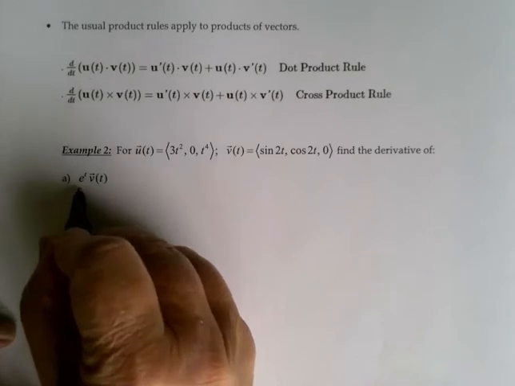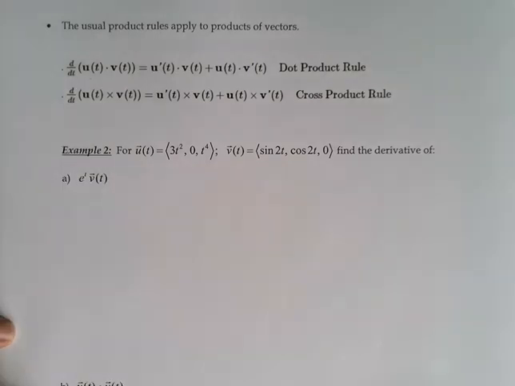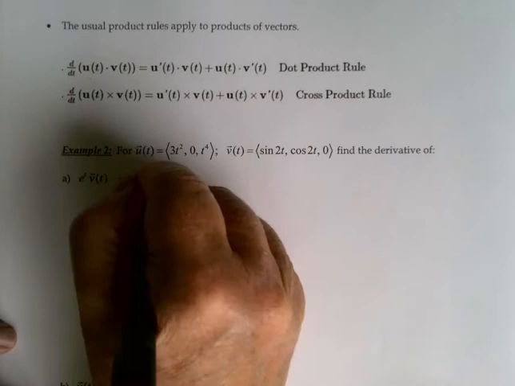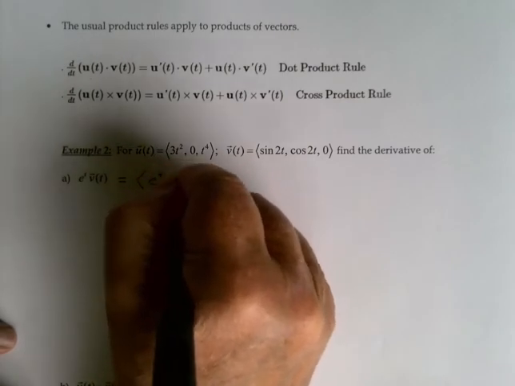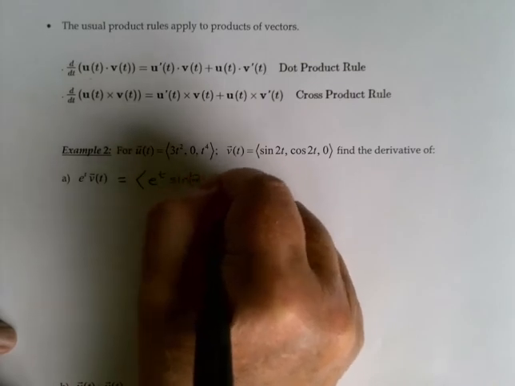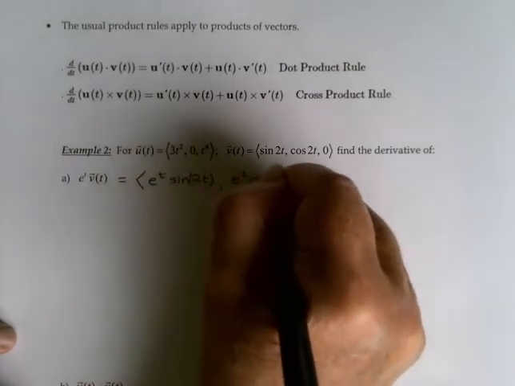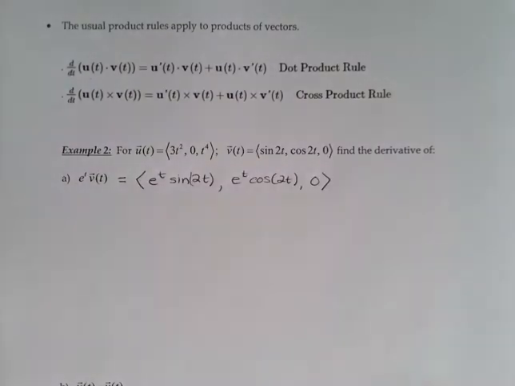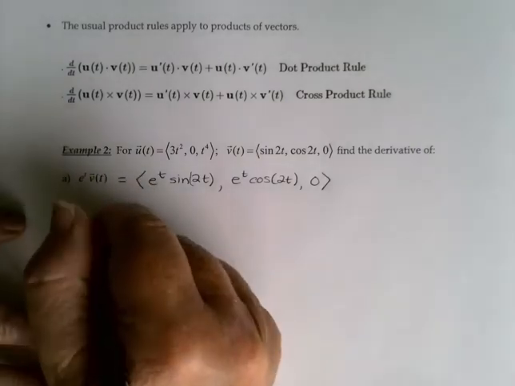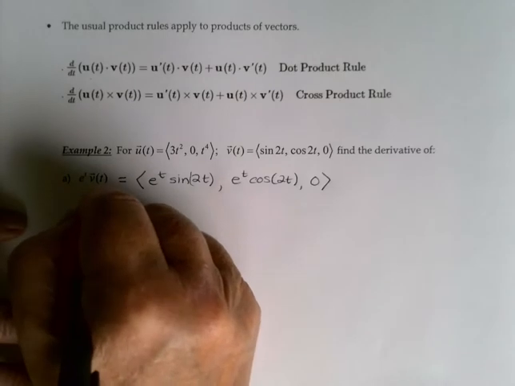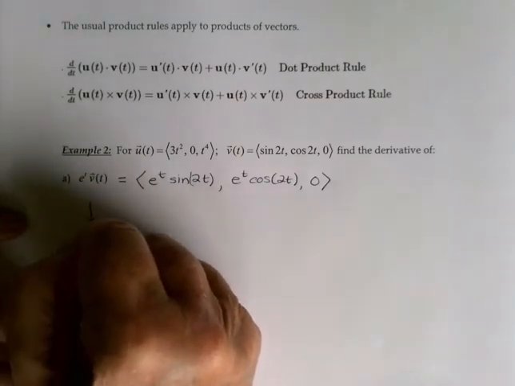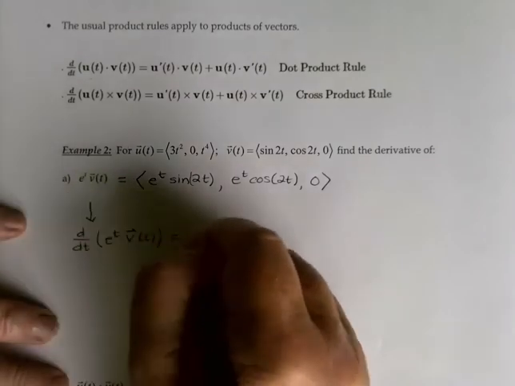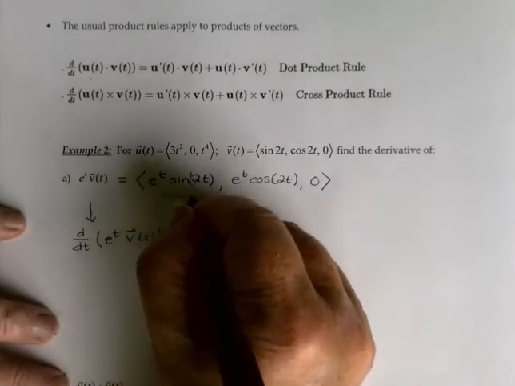We want the derivative of e to the t times the vector v of t. And I'm just going to start by saying if I were to multiply v of t by e to the t, I have e to the t sine 2t, e to the t cosine 2t, 0. I've already done the multiplication. Now all I have to do is take the derivative. And I'm going to do the derivative by starting from here.